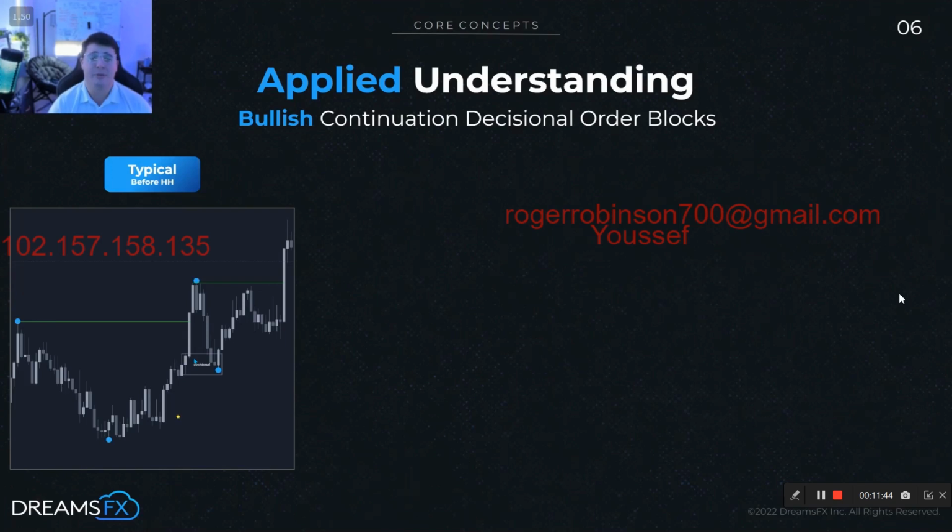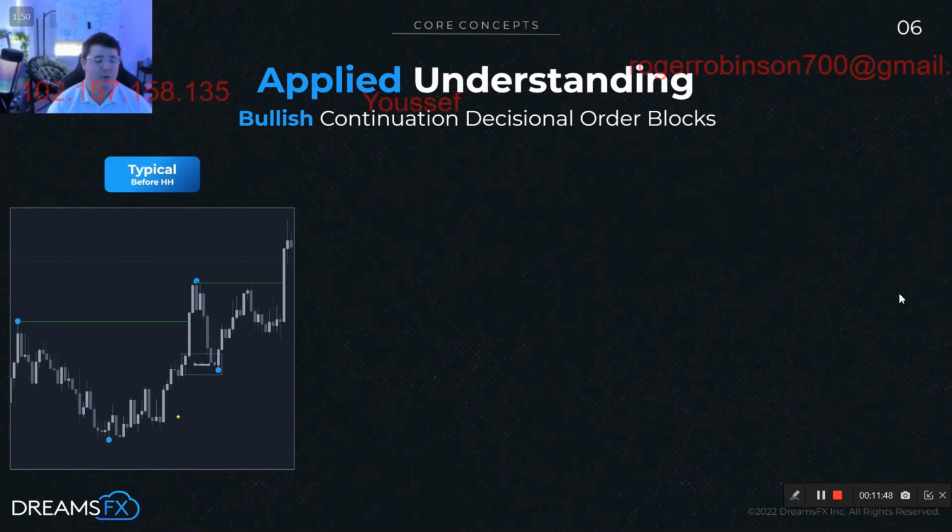Some of the highest probability decisionals are going to be our typical decisionals. And we can clearly see we're in a bullish trading range. Price comes back within our range, mitigates our order block, and then inevitably does what? Ends up continuing to make new bullish structure.